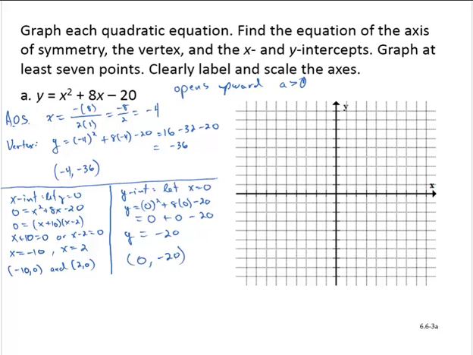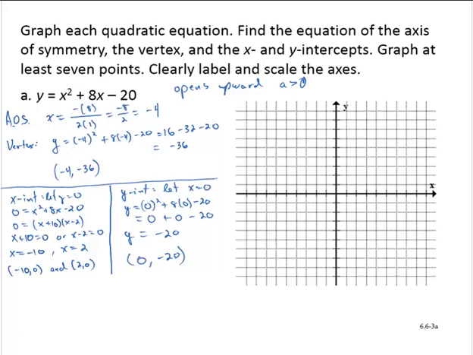All right, now let's pause there and graph what we have so far. We have a vertex at negative 4, negative 36, and we know this parabola is going to open upward since a is greater than 0. We have x-intercepts at negative 10, 0, and at 2, 0, and a y-intercept at 0, negative 20.